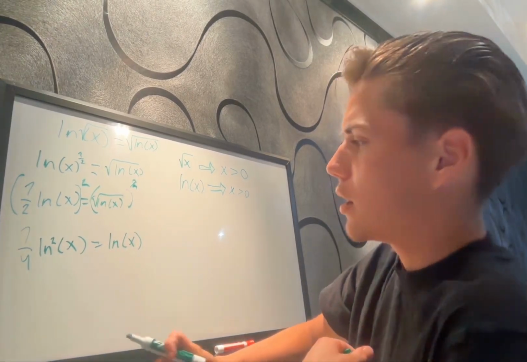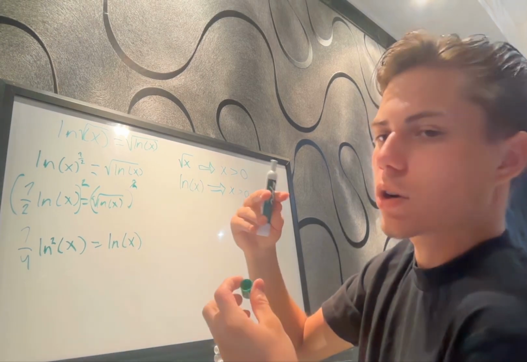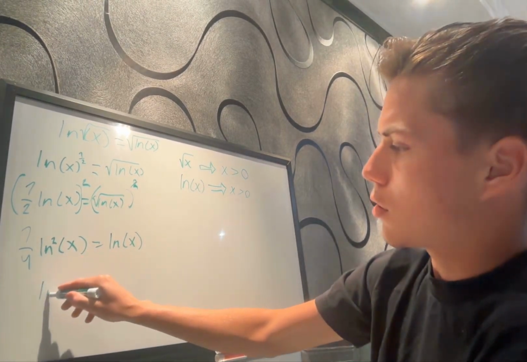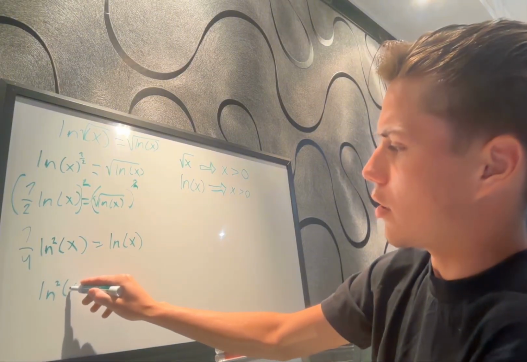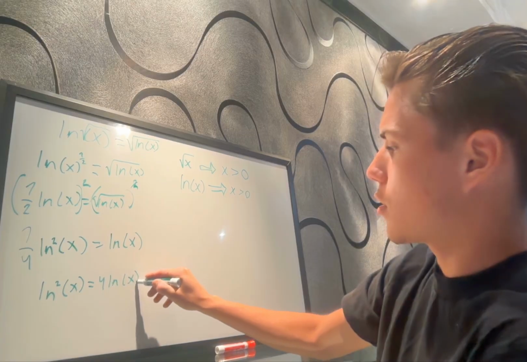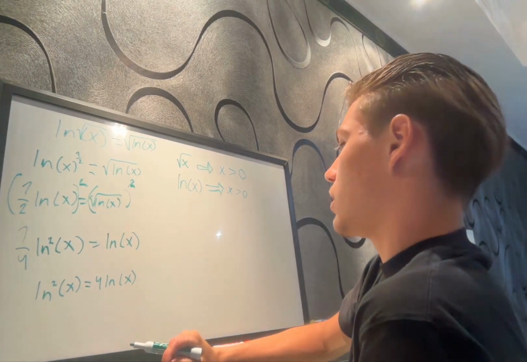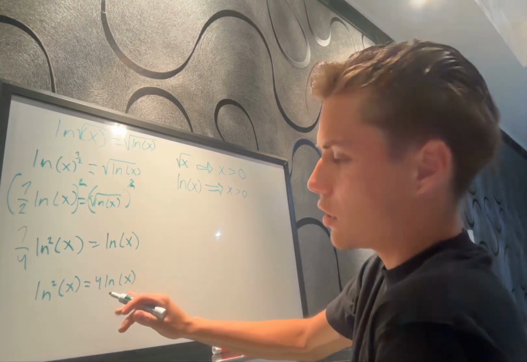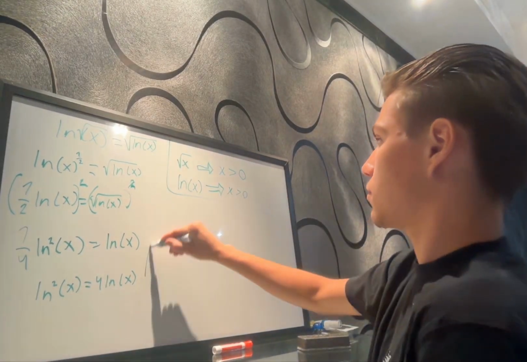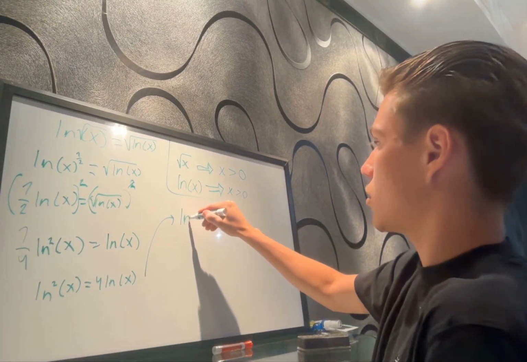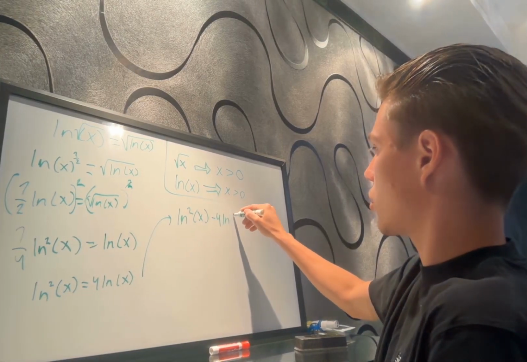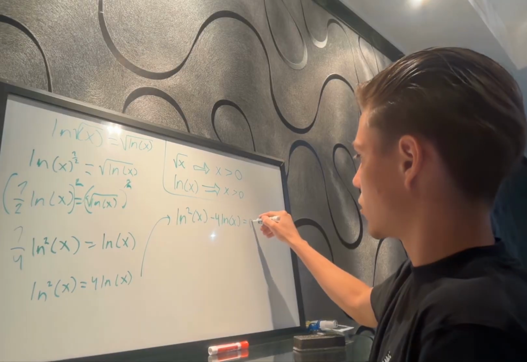Okay, perfect. Now we have a fraction, so a good way to deal with that is just multiply, right? So we can multiply both sides by 4. We're going to get natural log squared of x is equal to 4 natural log of x. And now we can move everything to one side, and then we can potentially factor. So we're going to have natural log squared of x minus 4 natural log of x equals 0.